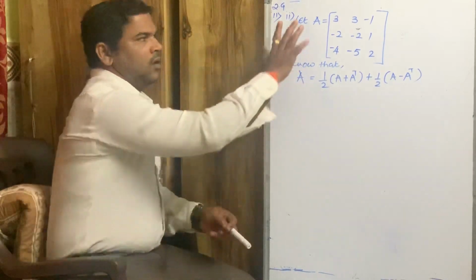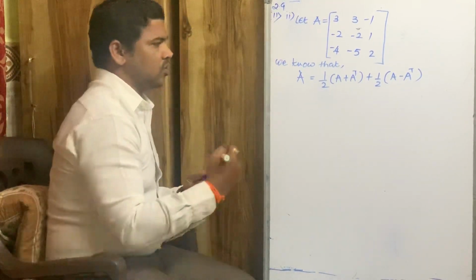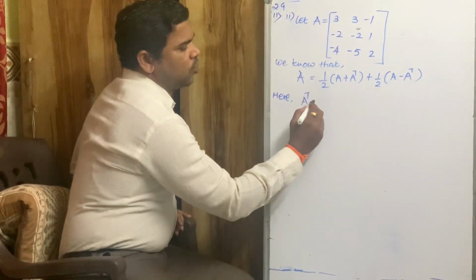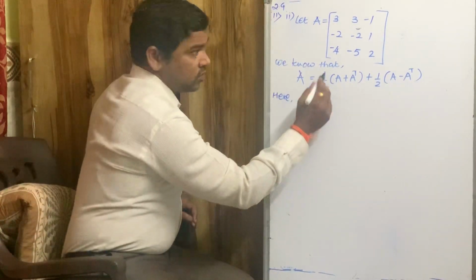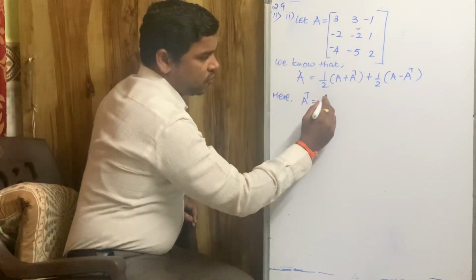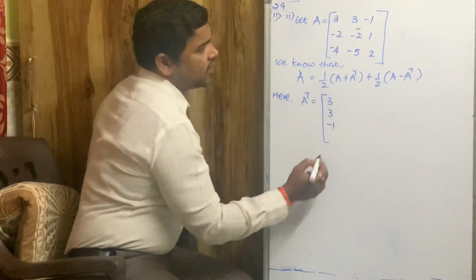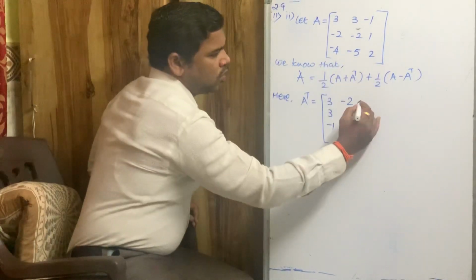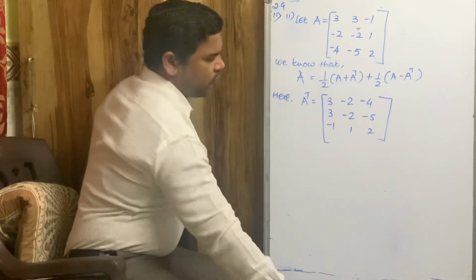Okay, so let's start. We have got A. Now we want A transpose. So here A transpose is equal to A transpose. Okay, just make it transpose. Very simple. First row becomes first column: 3, 3, minus 1. Second row: minus 2, 1. Third row: minus 4, minus 5, 2. So we got A transpose.